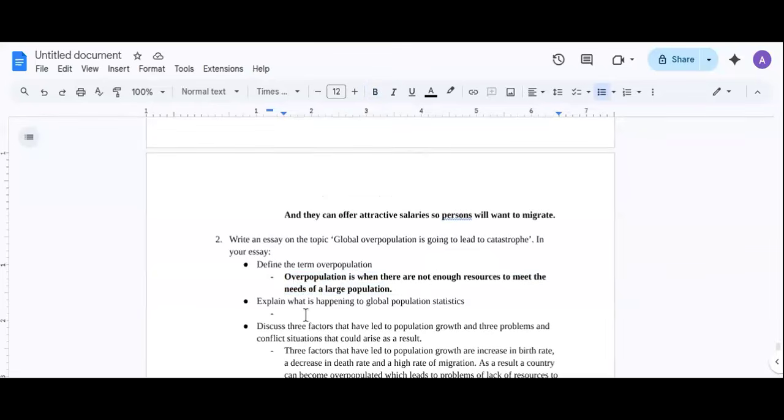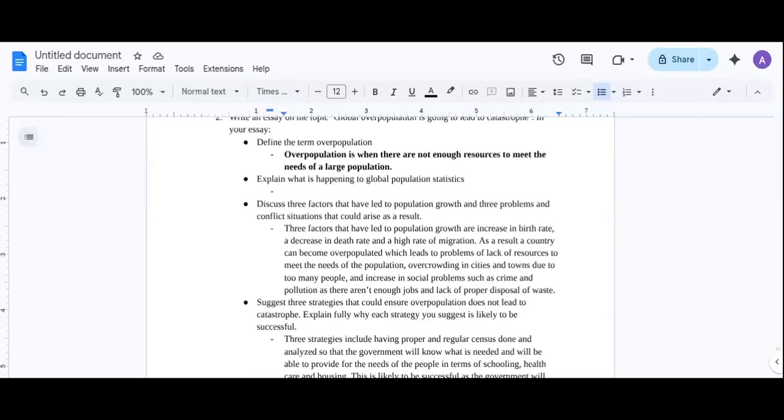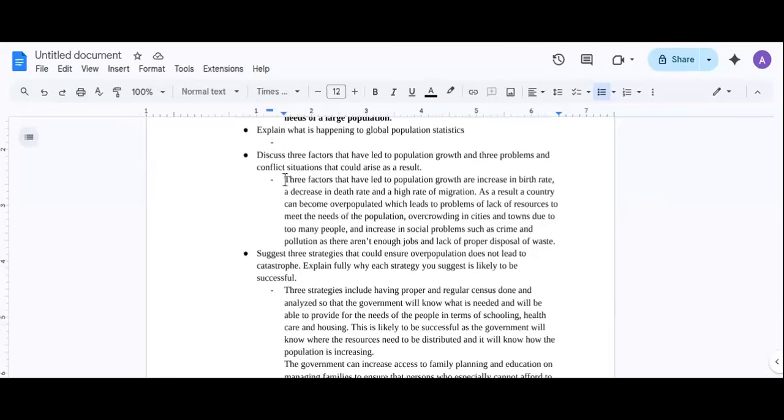So if we're looking at overpopulation, that means the global population statistics, it is growing, one, and also it might have some kind of discrepancies whereby we have a lot of undocumented persons in different countries. So the population statistics is not accurate. So that is what is happening to global population statistics. Discuss 3 factors that have led to population growth and 3 problems and conflict situations that can arise from each.